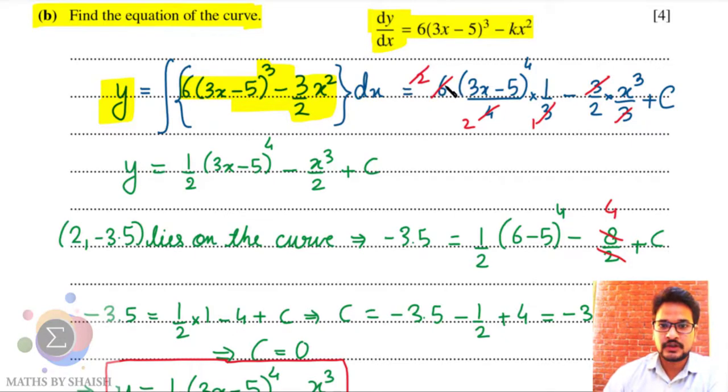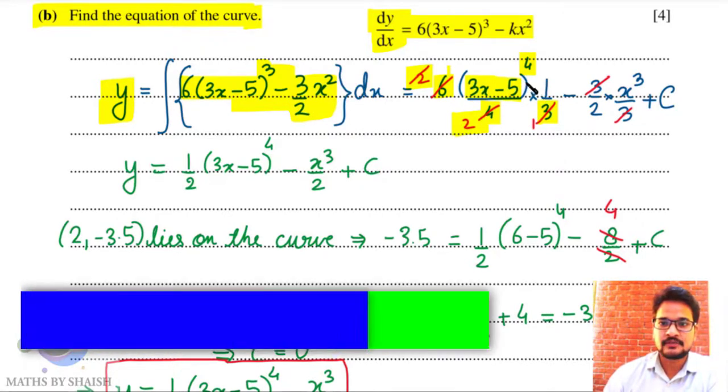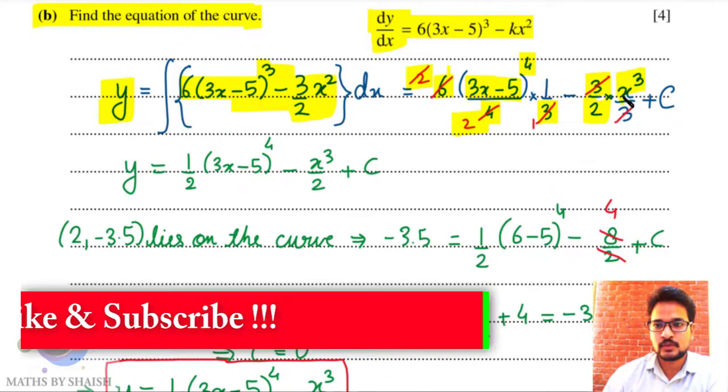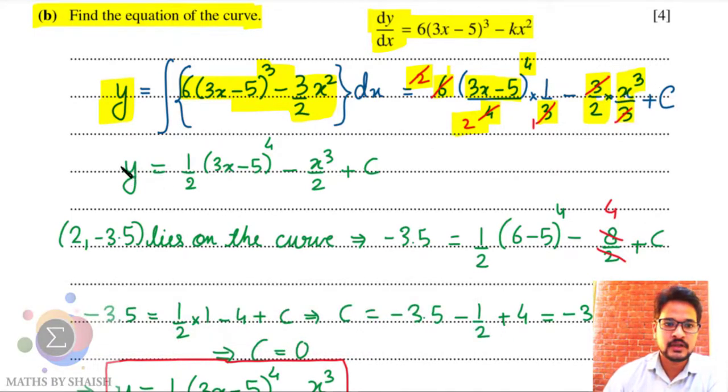Now the integration: 6 as it is, (3x minus 5) to the power 3 becomes power 4, and then we divide by 4 and by the differentiation of 3x minus 5, that is 3. So 3 ones are 3, 3 twos are 6, and 2 ones are 2, 2 twos are 4. So we got only 1 upon 2 times (3x minus 5) to the power 4. Similarly, 3 by 2 as it is, and the integration of x squared is x cube upon 3. So 3 got cancelled. We got the final equation y equals 1 upon 2 times (3x minus 5) to the power 4 minus x cube upon 2 plus c, the constant of integration.